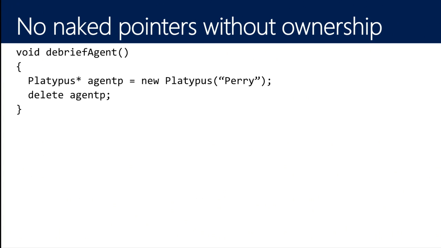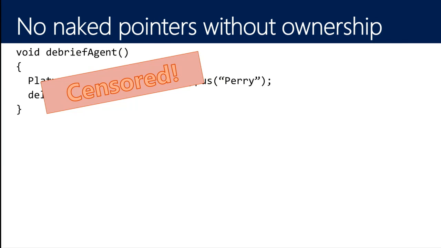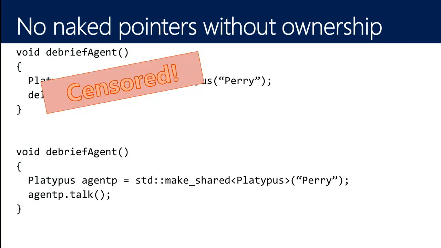So no naked pointers without ownership. Here, we're using new, and then we use delete. And the challenge is, obviously, if there's intervening code there that throws an exception, then you've just lost memory. So it's naked. It should be censored. This is a better example. Use make_shared here if you're going to share it, and then it'll be cleaned up. The smart pointer will take care of that for you.